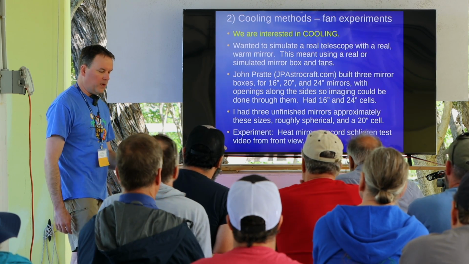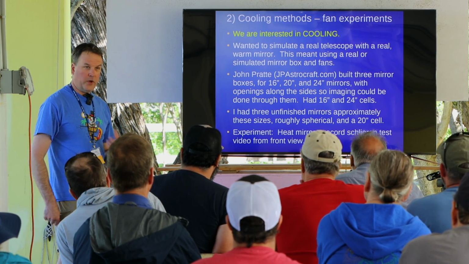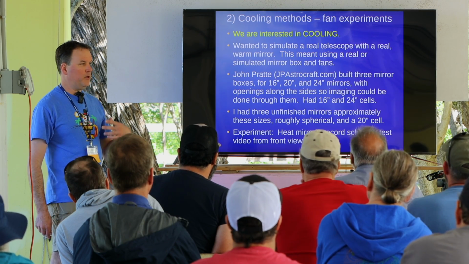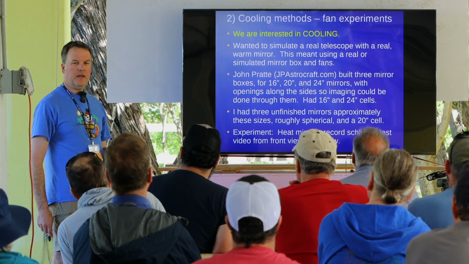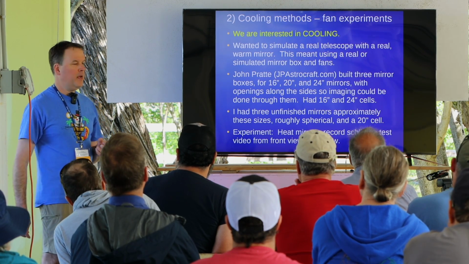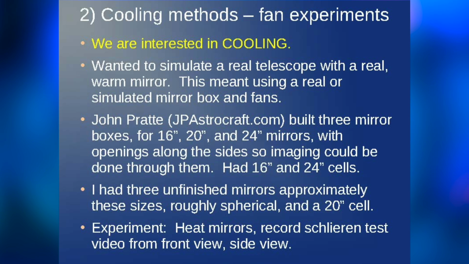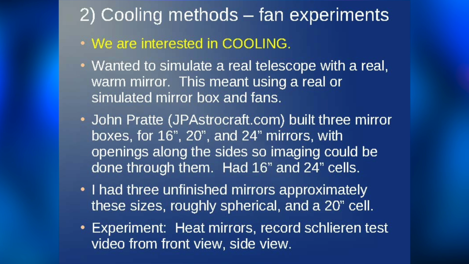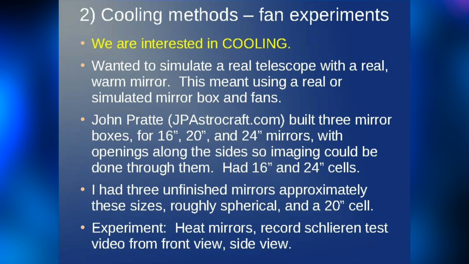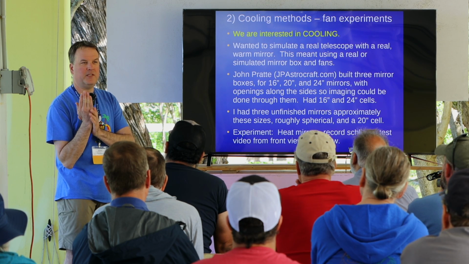So we're interested in cooling. We want to simulate a real telescope with a real warm mirror. I happen to be good friends with John Pratt from JP Astrocraft. He had some old mirror boxes sitting around, and we mocked up a number of mirror boxes with 16, 20, and 24-inch mirrors. Of course, I have unfinished mirrors sitting around. And luckily, I had this 34-inch mirror that was polished out, but it wasn't figured, so it was very nearly spherical. Is anyone familiar with Schlieren testing? Okay. That's when you have a spherical mirror, you have a light source, and you shine that light source on it, it comes back, and you bring your knife edge in. It's like Foucault testing a sphere.